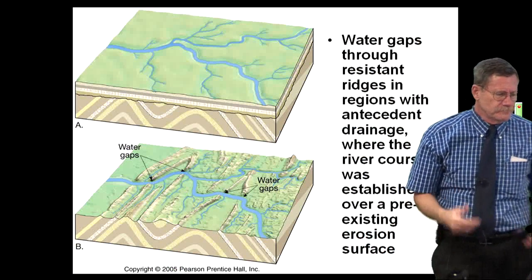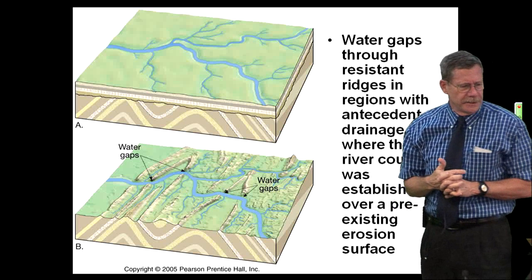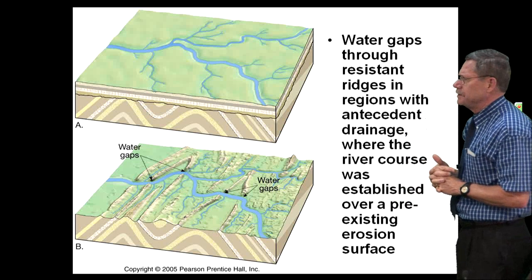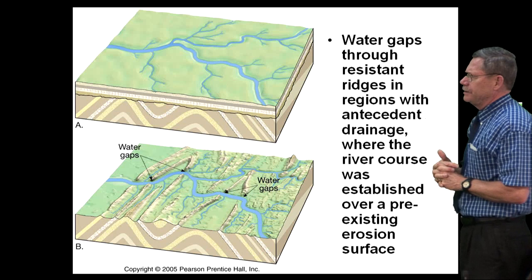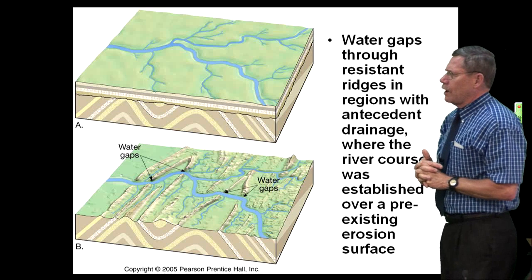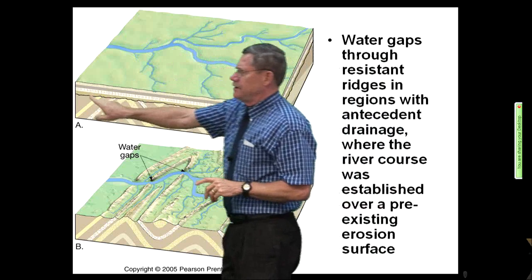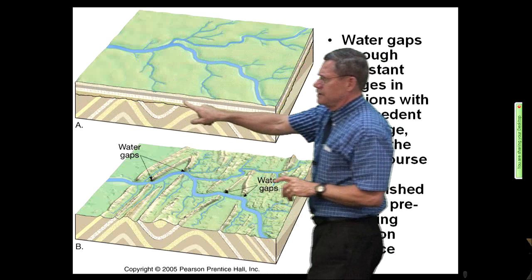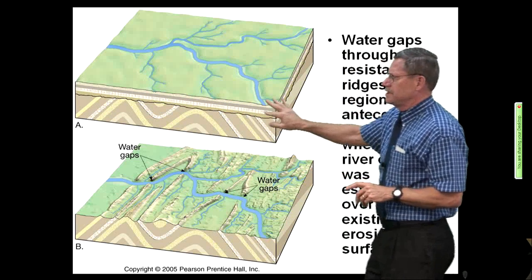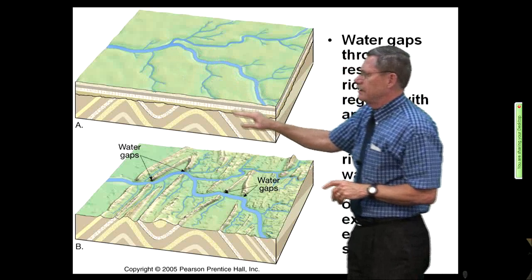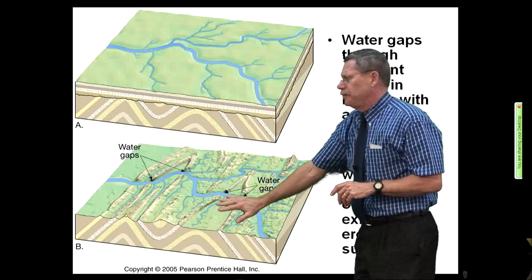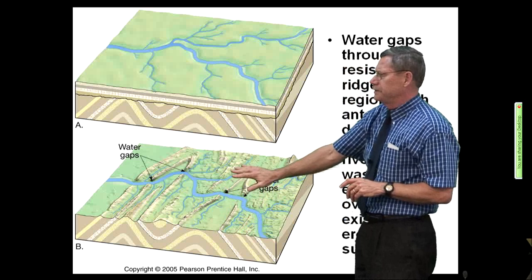All right. What's a water gap? We hear that term water gap gets used. Water gaps are where you have an existing drainage system developed on flat-lying, soft sediments. Let's say it's a dendritic system like you see here. And now the land uplifts. We have the Allegheny uplift.